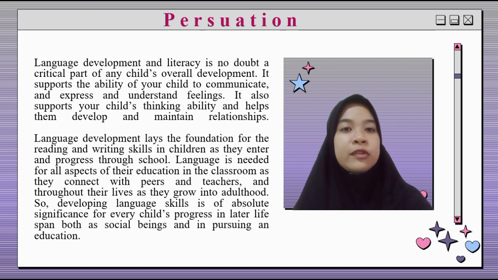So, developing language skills is of absolute significance for every child's progress in later life, both in social needs and in the pursuit of education.